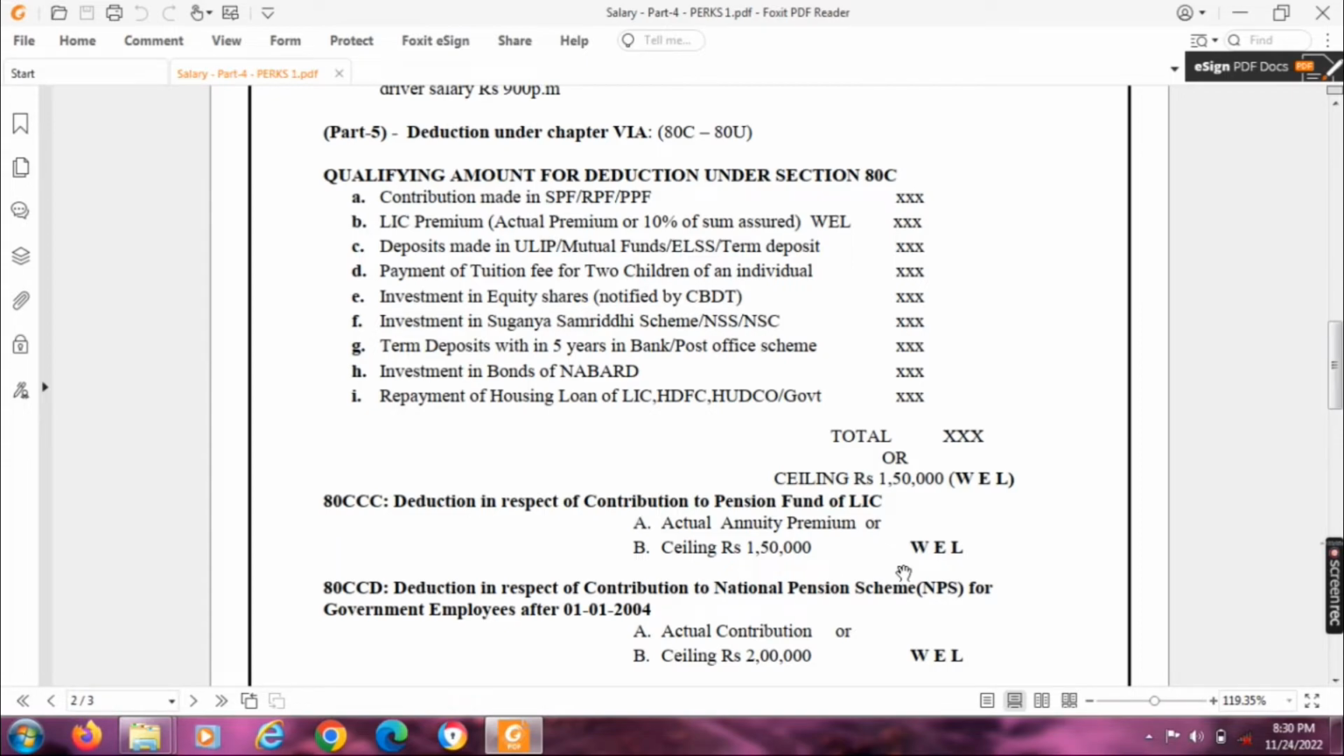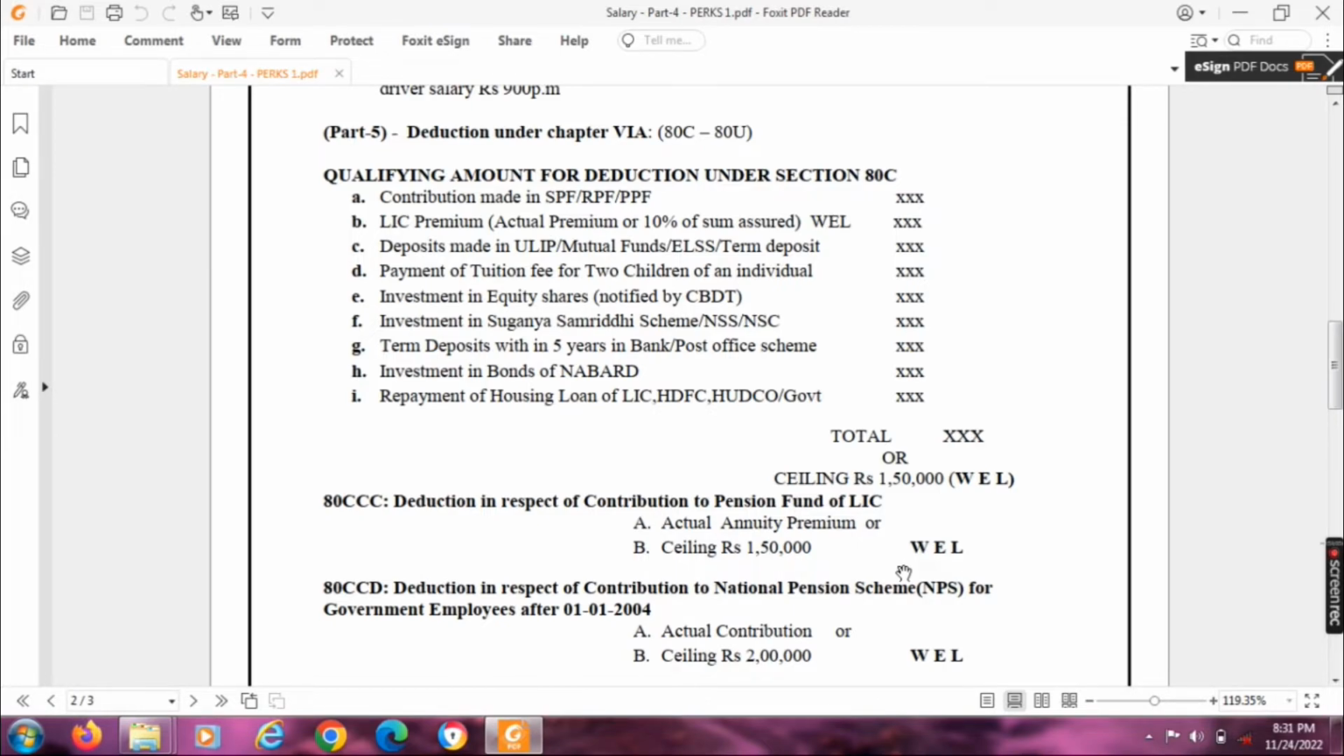Payment of tuition fee for 2 children of an individual is also qualified. Investment in equity shares notified by CBDT, Central Board of Direct Taxes, is also qualified. Investment in Sukanya Samriddhi scheme or NSS, National Savings Scheme, or NSC, National Savings Certificate 8th issue, is also qualified. Term deposit within 5 years in the bank or post office schemes is also qualified. Investment in bonds of NABARD is also qualified for 80C.